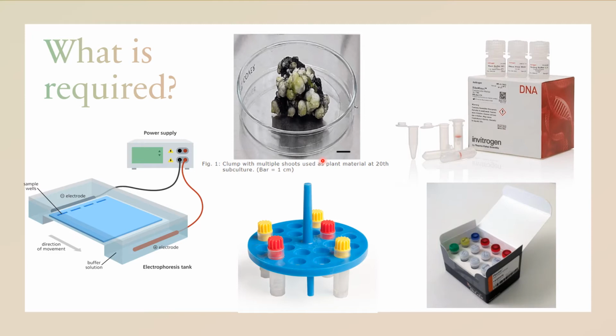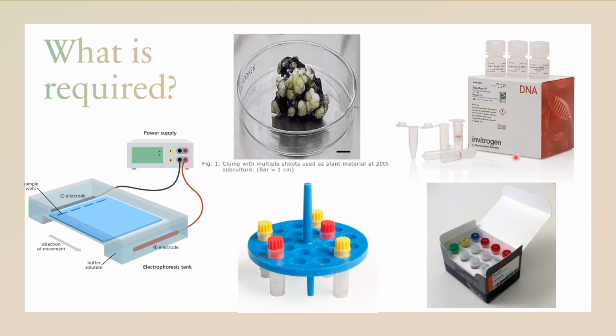So we want to use the callus at the 25th subculture from all the treatments: from the control, from the 5, from the 10, and from the 15 BAP. And we extract DNA from the callus. The extraction of DNA will be carried out using a plant DNA extraction kit from Electrophoresis. So we use the extraction kit in order to extract the total genomic DNA from the callus.